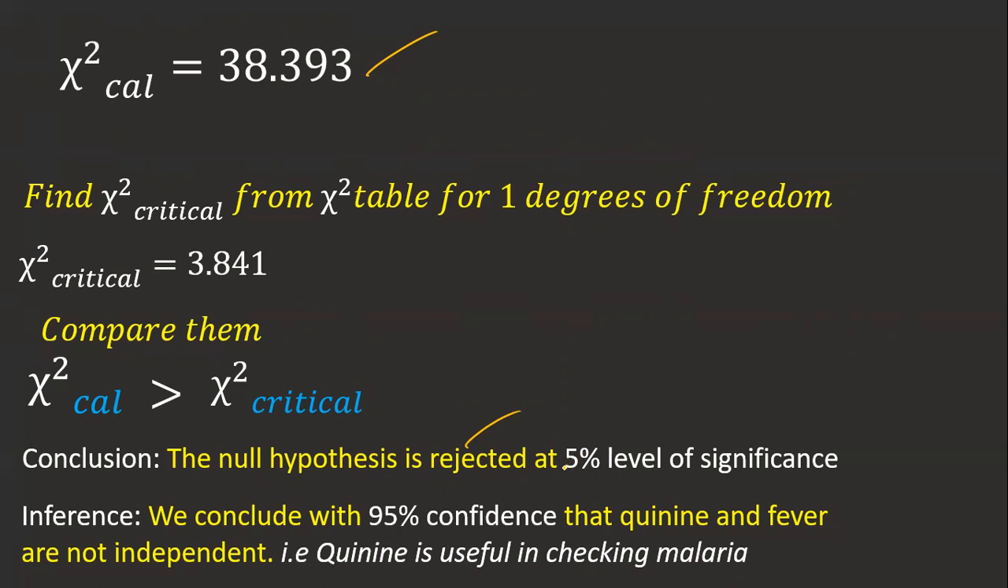This is how you calculate the chi-square test of independence. I hope you understood this.